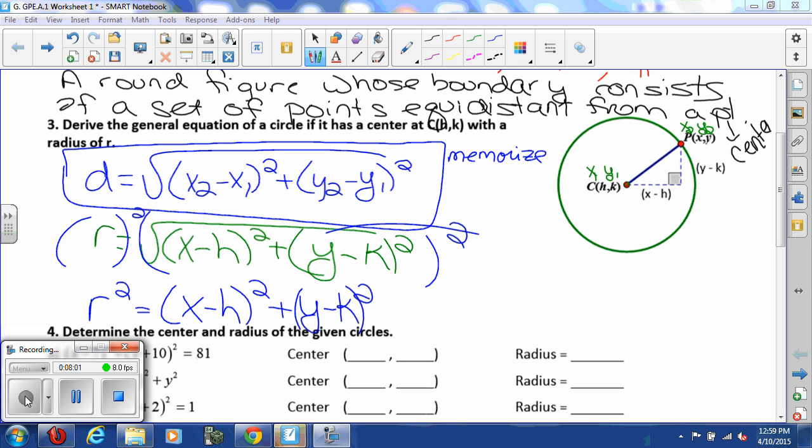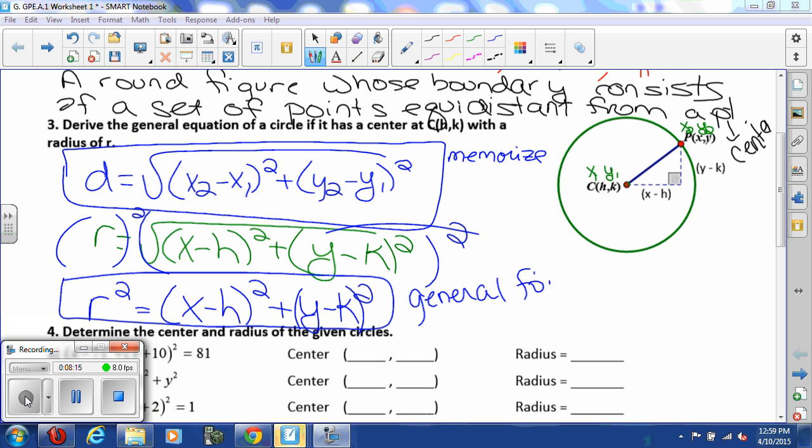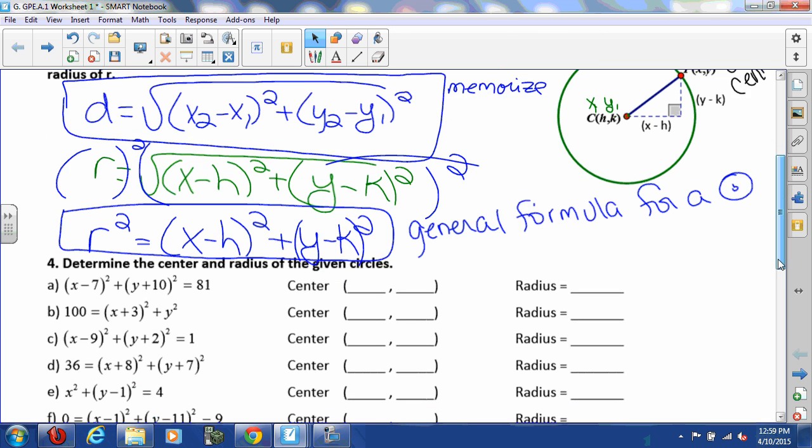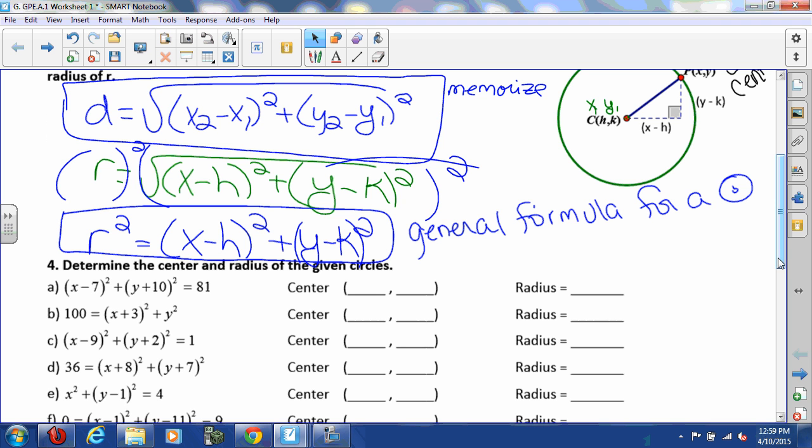So, ladies and gentlemen, this right here has to be memorized. This is your general formula for a circle. Any circle. Okay, committed to. Now, the nice part is our circle helps us with a couple things.